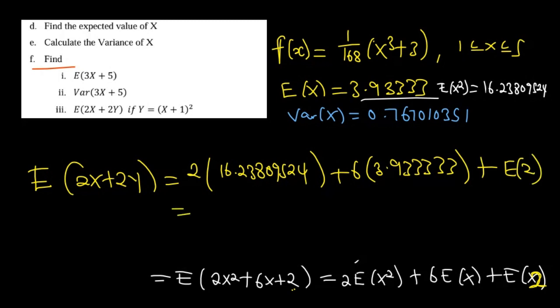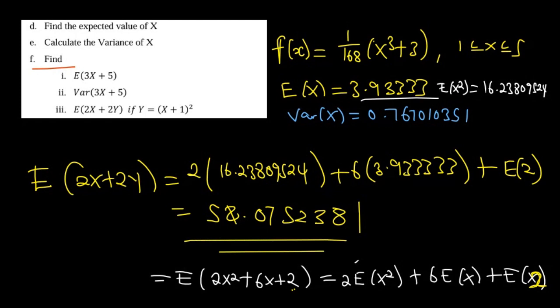Okay, so we just punch this onto the calculator and obtain the value. So the value is 58.0752381. So this is the expected value of 2x plus 2y, given that my y is given by this expression here.